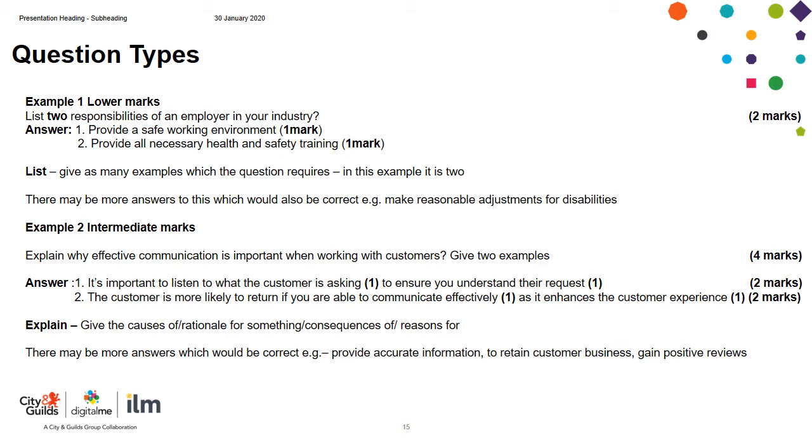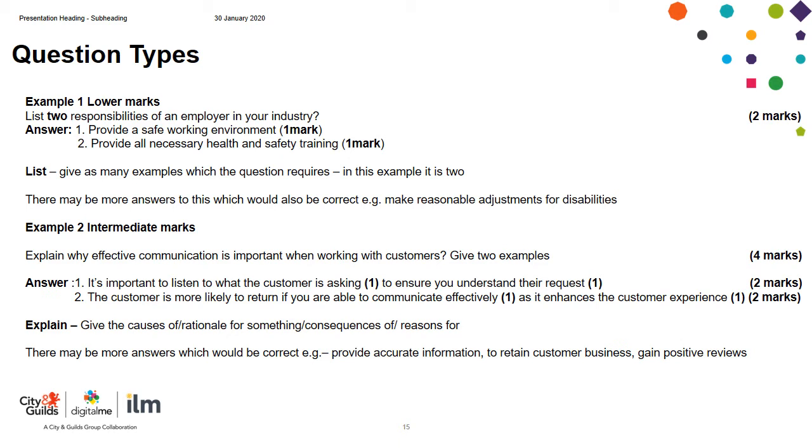So it's asking for 2 responses, and each one of those responses carries 1 mark each, totaling 2 marks for that question. Now, it's important to remember that there are more correct answers to this than just those 2. There may be many more. Another one could be, for example, make reasonable adjustments for disabilities.